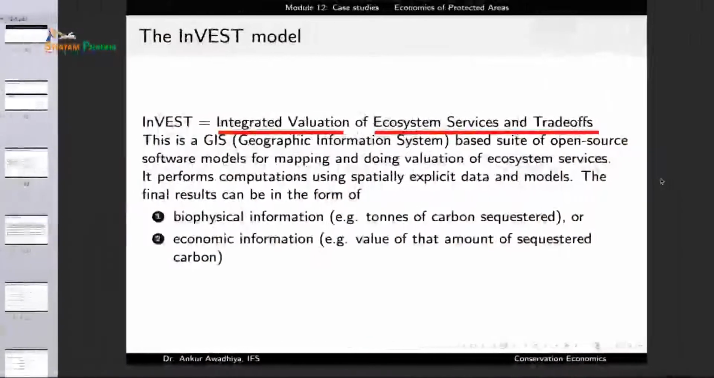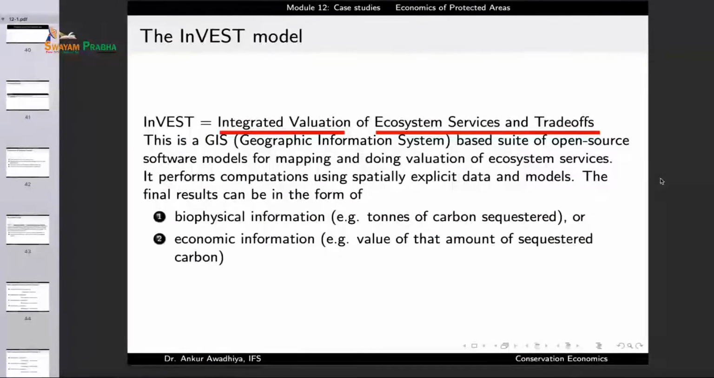Now, the INVEST model helps us to understand that if we are putting 100 rupees into the functioning of the ecosystem services because of making, say, a protected area or protecting a protected area, what is the return that we get out of it? So, that is something that the INVEST model also tells us. So, this is a GIS based suite. GIS is Geographical Information System.